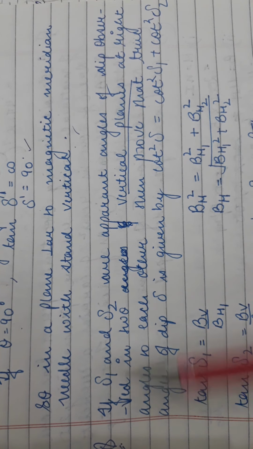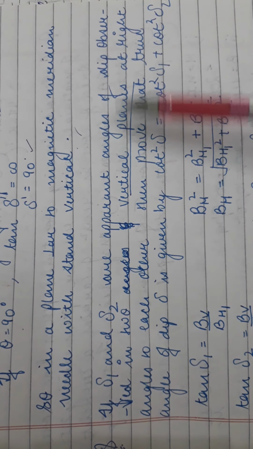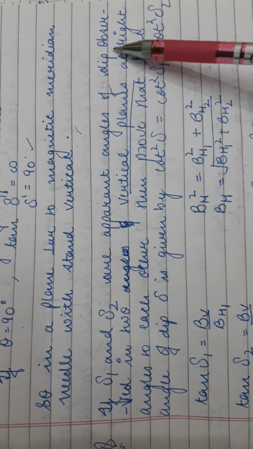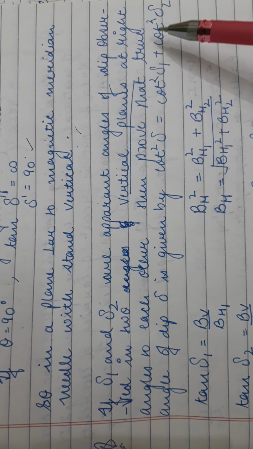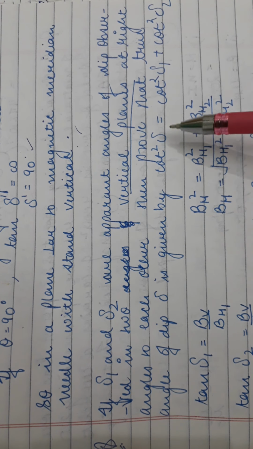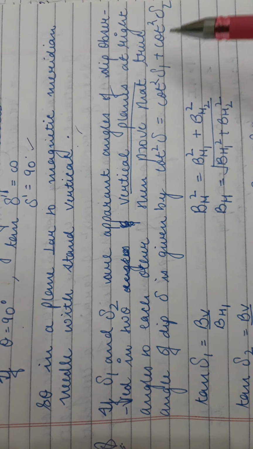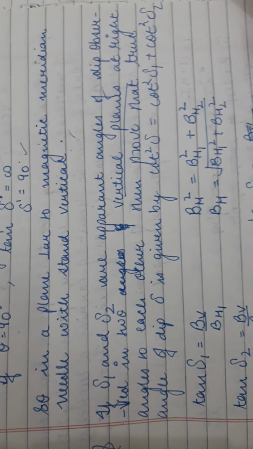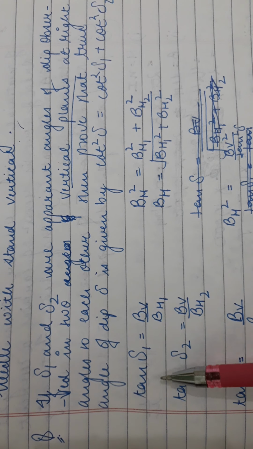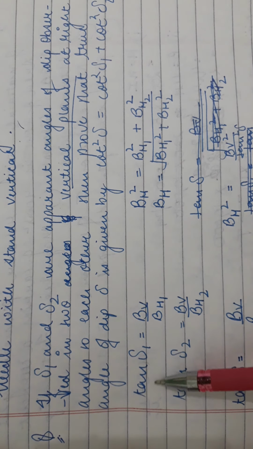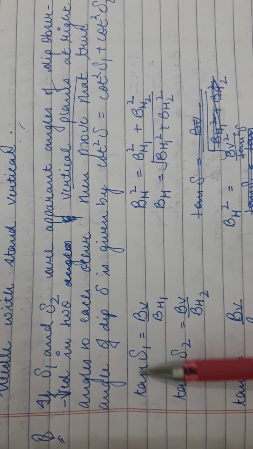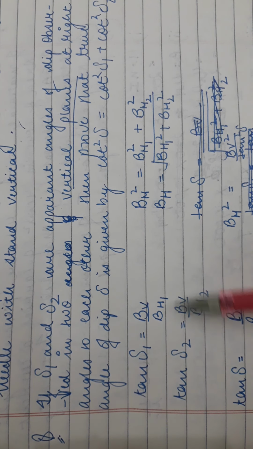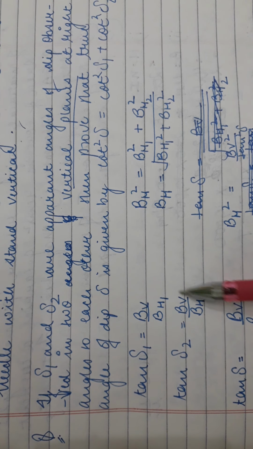One question is also discussed here. If delta 1 and delta 2 are the two apparent angles of dip observed in two vertical planes at right angles to each other, then prove that the true angle of dip delta is given by cot square delta is equal to cot square delta 1 plus cot square delta 2. We can write these apparent angles of dip using the formula which we have derived, tan delta is equal to BV upon BH. So in one vertical plane, tan delta 1 is equal to BV upon BH1. In the second vertical plane, tan delta 2 is equal to BV upon BH2.